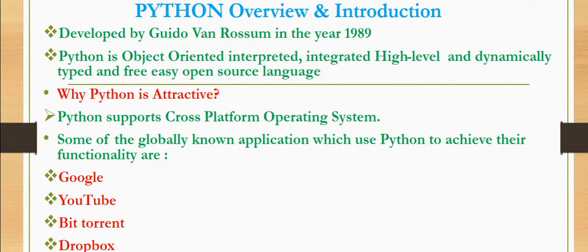So next, some of the globally known application which use Python to achieve their functionality. See students, कुछ बहुत popular globally used application हैं जो Python coding को use करती हैं to run their platforms. These big names are Google, YouTube, BitTorrent and Dropbox.